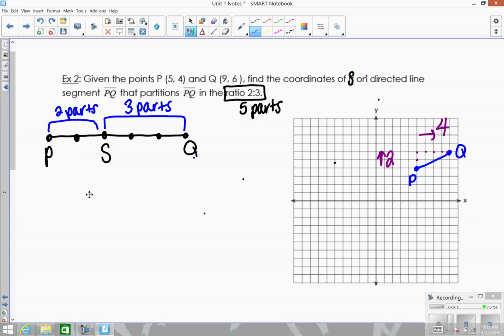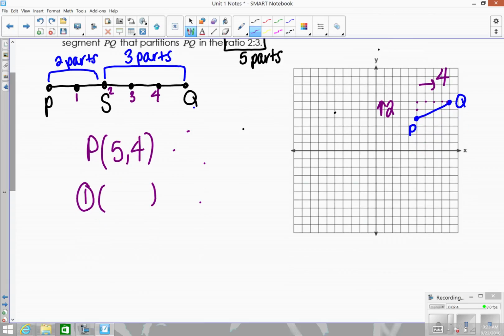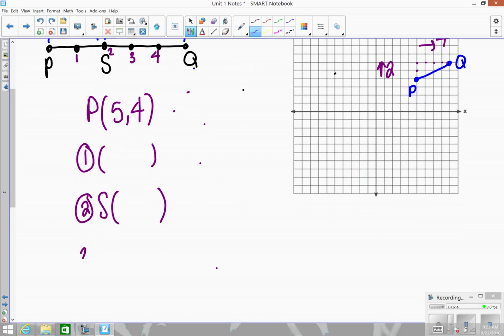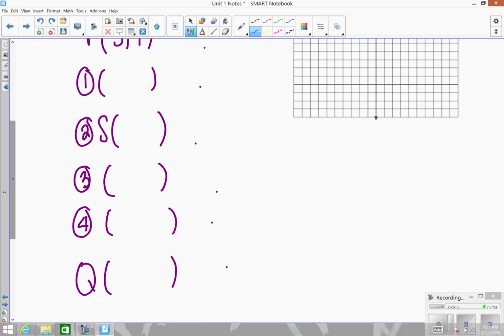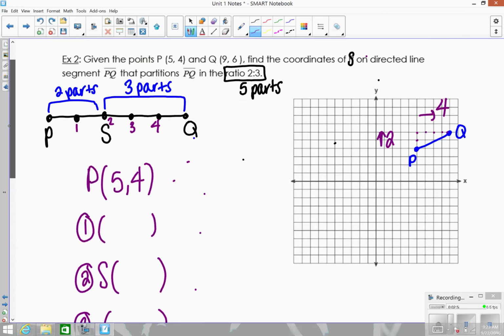Algebraically means we're going to line up our coordinates. So we start at P, we list it out, so it's 5, 4. And remember, you want to number how many points you have between P and Q just to keep them straight. So I have 1, 2, 3, 4 points. You'll always have one less point than you do parts. So there's 4 coordinates between P and Q. My first coordinate, my second coordinate is going to be S, which is what I want. Then I have 3, and then the fourth coordinate, and then that's when I'm going to have Q. The coordinates for Q are up here in the problem, 9, 6.